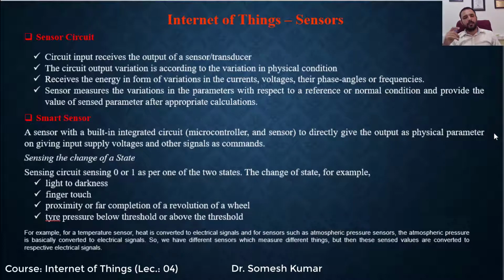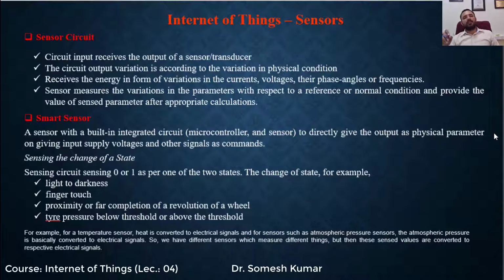So I already explained a little about the sensor circuit. Basically, the sensor circuit receives the output of a sensor or the transducer. So what is a transducer? A transducer is a combined term that includes sensors as well as actuators. Actuators I already explained in the previous lectures. An actuator is a device that takes action on the sensor output. So in the transducer, both the sensor and actuators come in. We can also say transducer is a collective term which includes sensor as well as actuator.